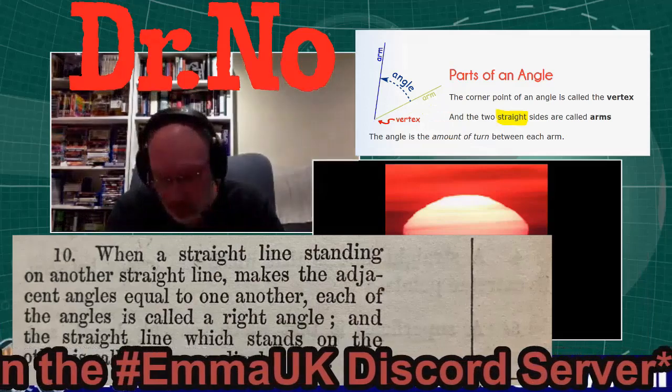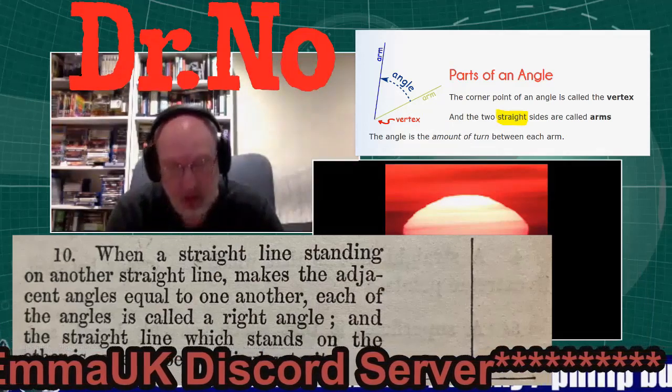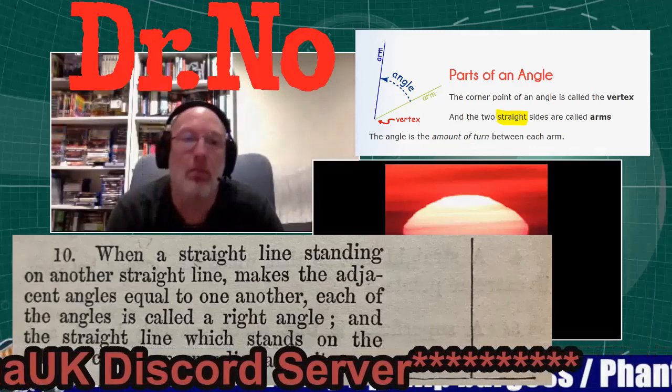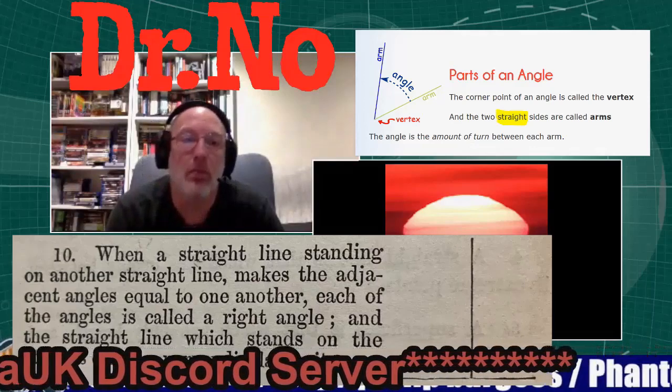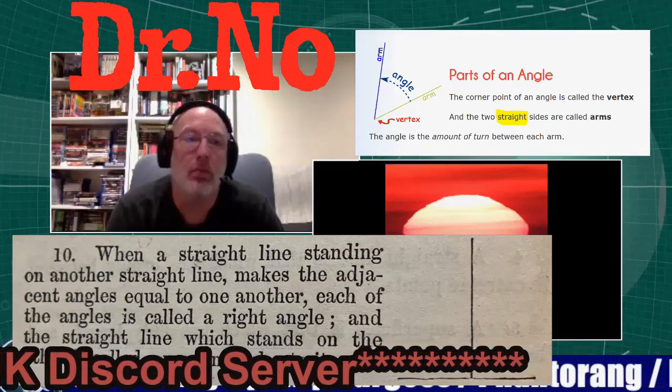The easiest way to understand it is that it is a continuous string. A geodesic is a continuous string of infinitely small straight lines. Straight line. Straight line. Straight line. Straight lines. Okay.